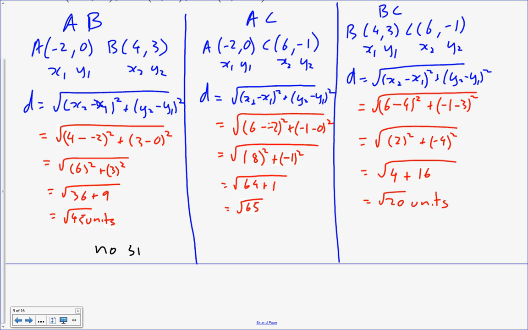So to work out whether we've got an equilateral, isosceles or scalene, we need to look at these things. No sides the same length. Therefore, we've got scalene. So that's for 1. 2, work out a right angle triangle.